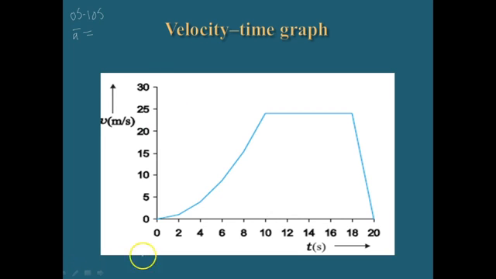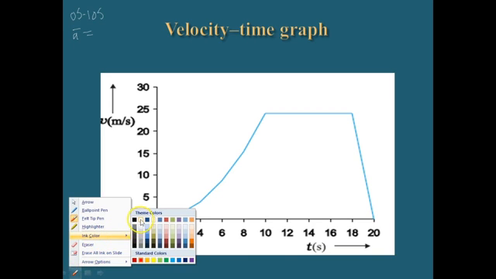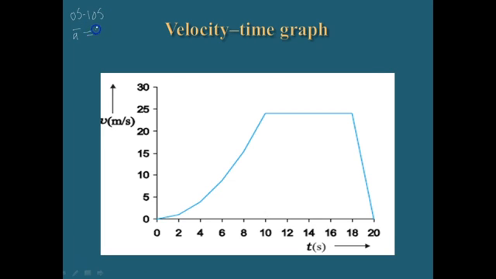And similarly for 0 second, what is the velocity? It is 0. So we can write v2 minus v1 as 24 minus 0 by 10 minus 0, and it is given by 2.4 meter per second square, okay.